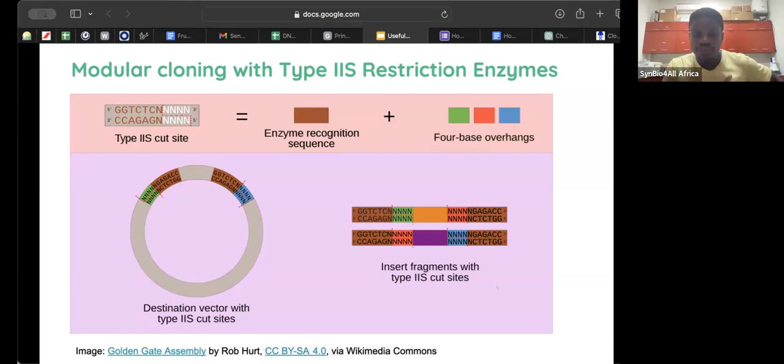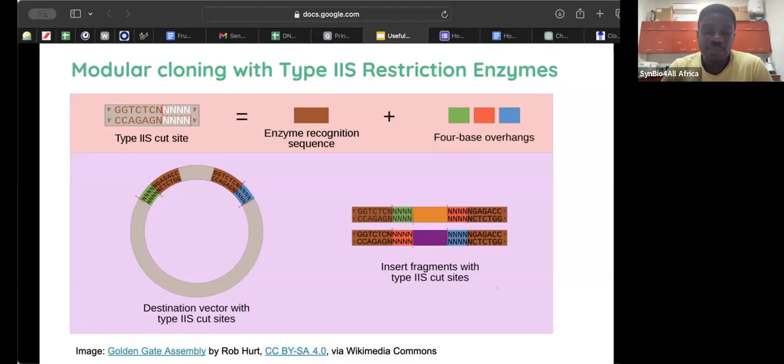So I have two or three cloning assemblies, but I'm going to skip some of them because we are out of time, and only talk about the type 2S restriction enzyme type of cloning. I'm going to talk about the Golden Gate assembly, right? The standard Golden Gate assembly uses type 2S restriction enzymes like BsaI and BbsI, right?